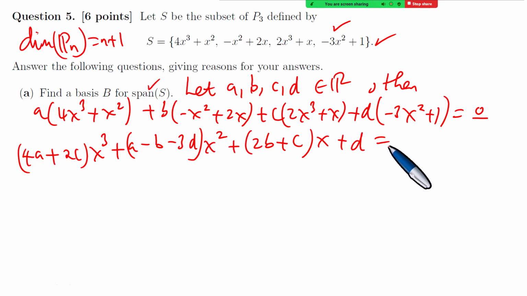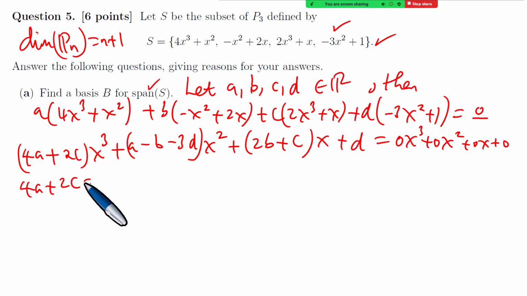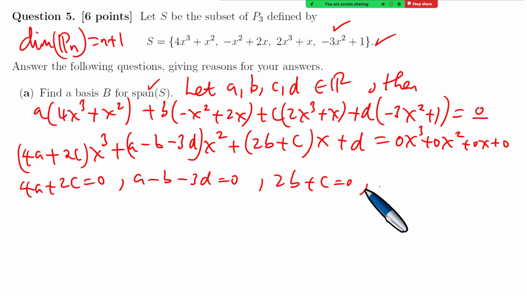So for the x cubed, we would have what? You'll be able to write 0x cubed plus 0x squared plus 0x plus 0. So the zero vector can be written like this, as a polynomial in P3. And then it means that by comparison we have 4a plus 2c equals 0, a minus b minus 3d equals 0, 2b plus c equals 0, d equals 0. That is what we have.